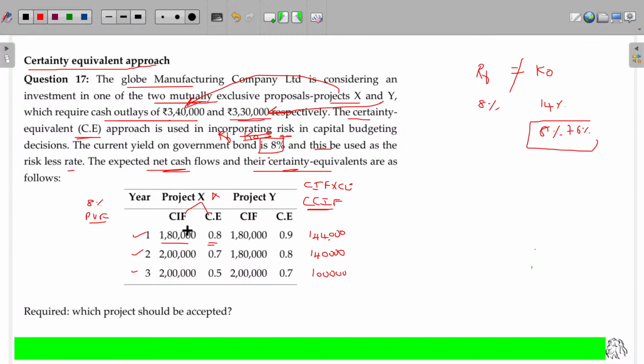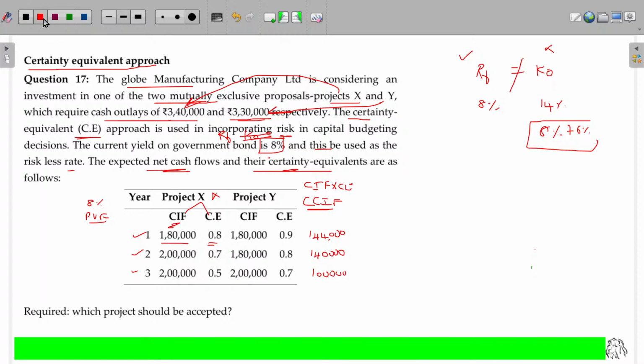In this case, the cash inflow is adjusted for the risk using the certainty equivalent. So we are taking the RF, not KO. In some cases, if RF and KO both are given and you are using the CE model, better you take the RF. Is that okay? Clear? You can note it down.